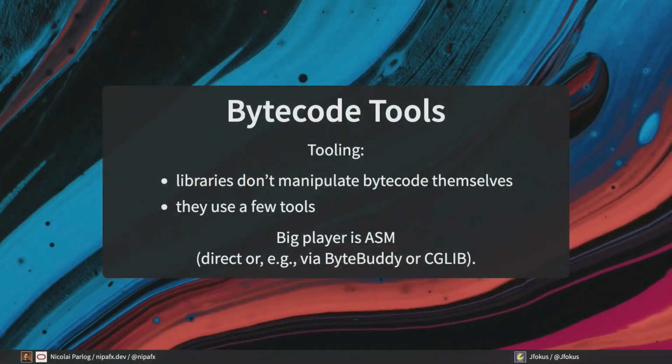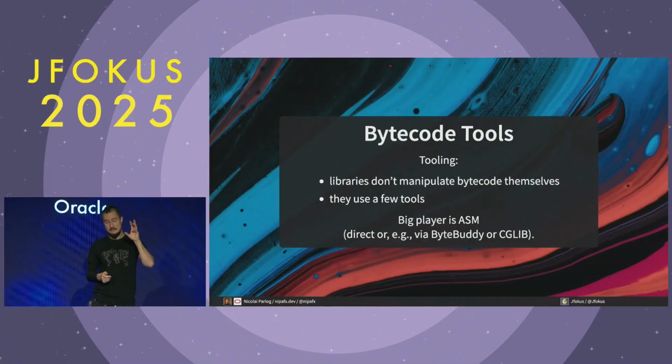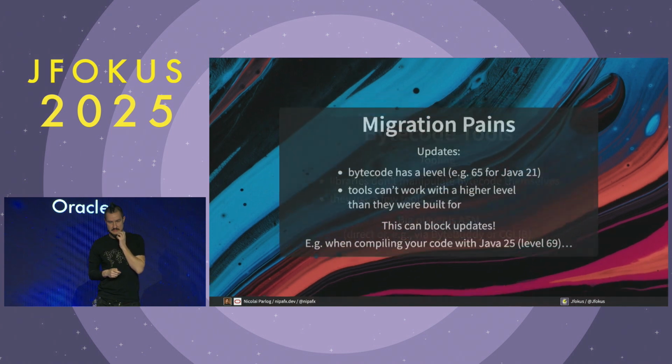And the way that these tools do that is usually not on their own. Most of them don't manipulate bytecode themselves. They use one of a few tools. And one of the biggest players is ASM. Either it's used directly, or even tools like ByteBuddy or CGLib will work with ASM under the hood. So ASM is, as I said, a big player in this game. And Rémi, who's maintaining that, is doing an awesome job at keeping it up to date. But that still has some downsides, and I want to talk about that next.